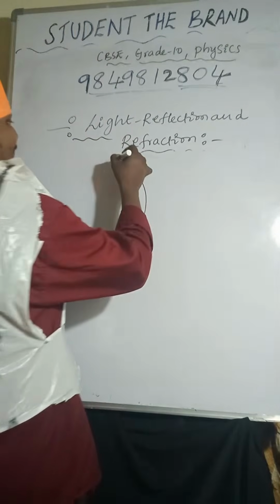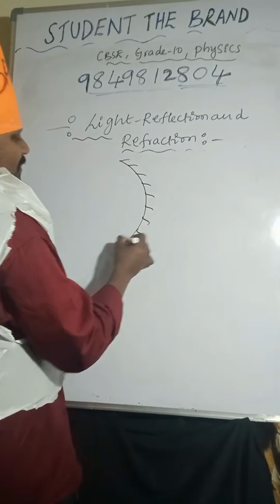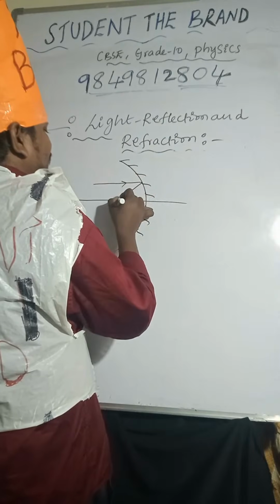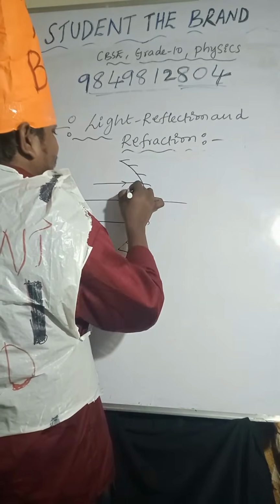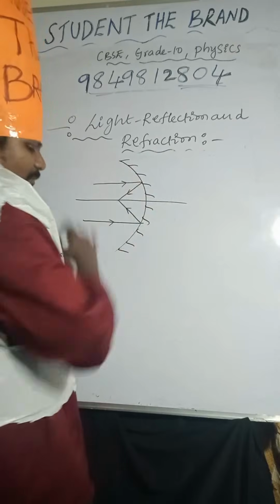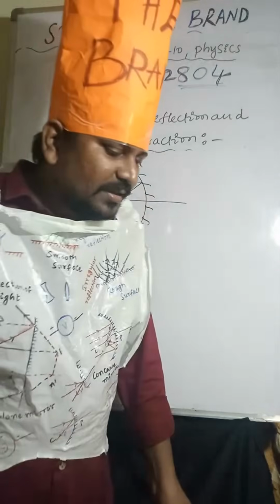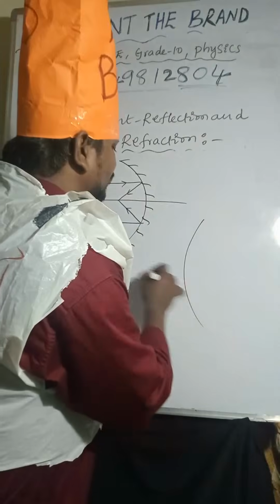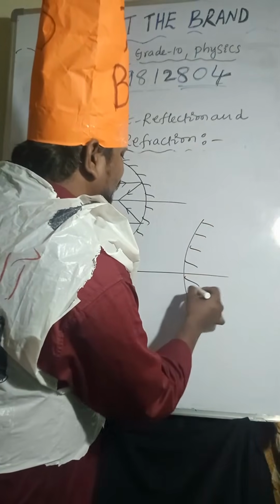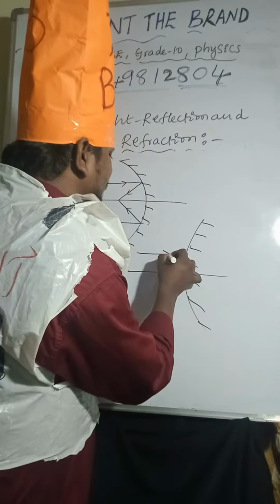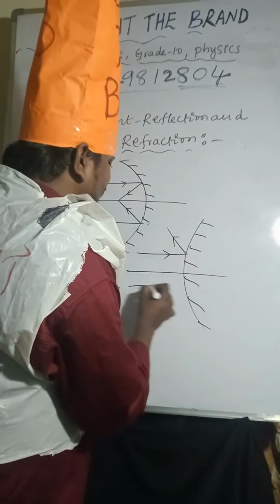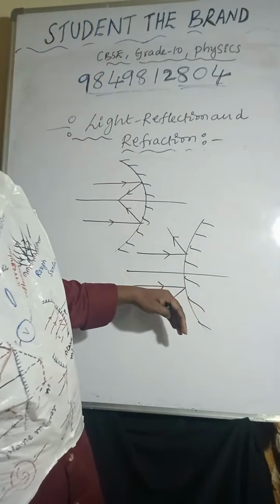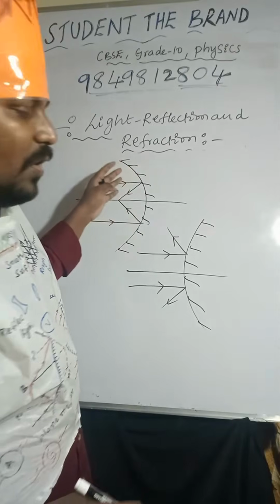Then here I am taking like this. So this is the concave mirror, where the mirror reflects light rays inward. That is called a concave mirror. Reflection takes place outward: light rays are incident on it and are reflected like this. This reflection is called a convex mirror. This mirror is called convex mirror. This mirror is called concave mirror.